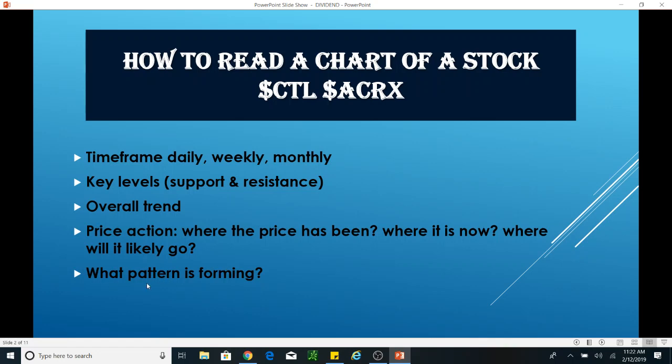Sometimes, once you start getting advanced in trading, you'll be looking for patterns. There are some patterns that a stock forms. Once you learn the pattern, you can know this stock will bounce or it will tank. Okay, so those are the things that I want to share with you about reading a chart of a stock.